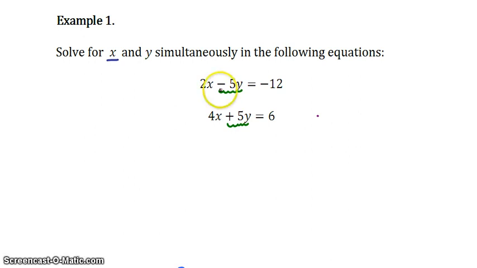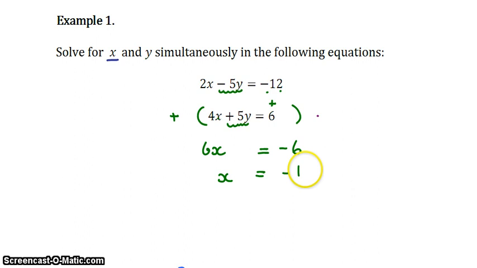Now I know if I add minus 5 and plus 5, they'll disappear. With an equation, you can add an equation to another equation, or you can subtract an equation from one equation. So I can add 2x minus 5y, the one side of this equation, and to minus 12 I can add 6. Now let me show you why this is useful. 2x plus 4x would give me 6x, and minus 5y plus 5y would disappear, which means immediately I only have one variable in this equation. Minus 12 plus 6 is minus 6. So immediately I can divide by 6 and tell you x is minus 1. And then I can go substitute into one of those equations and solve for y.